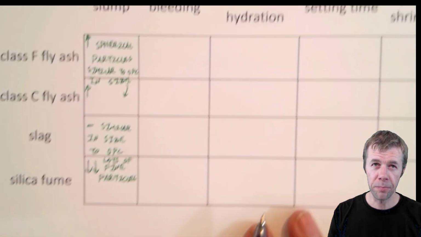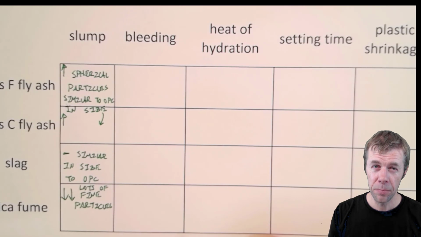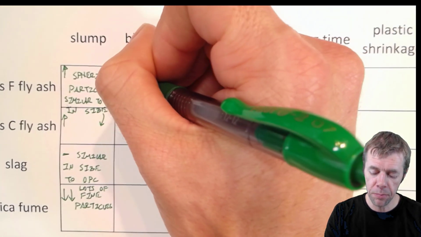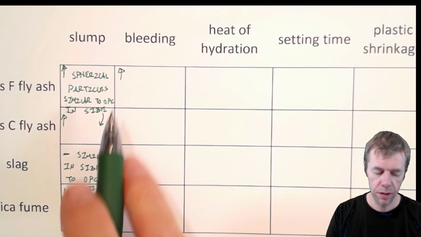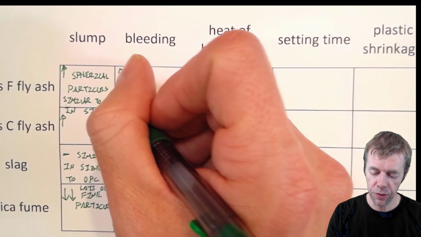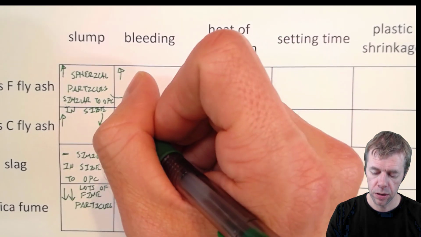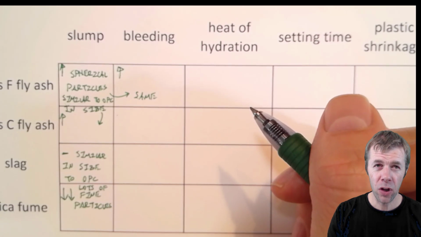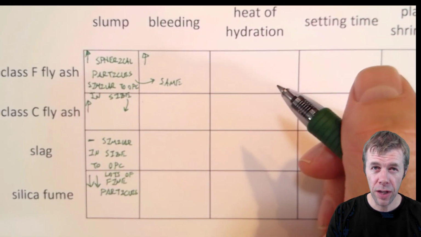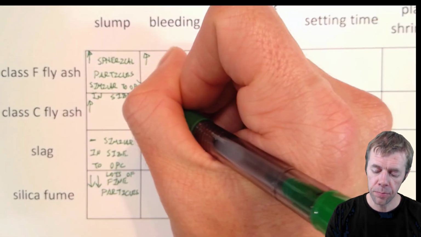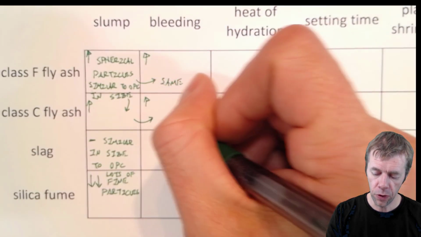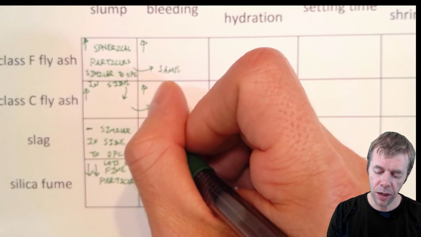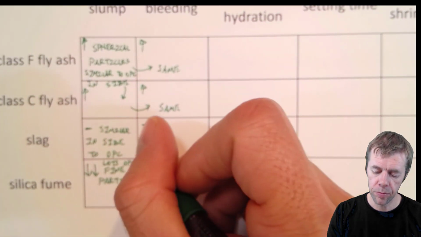Now let's move over to our friend bleeding. Bleeding is how much surface water comes up. And this is going to be the same. It will bleed more than OPC. Okay? And it's for the same reason. And then class C ash, it's going to do the same thing. It's going to bleed more. And also, same reason. And slag is going to have about the same performance as slump.